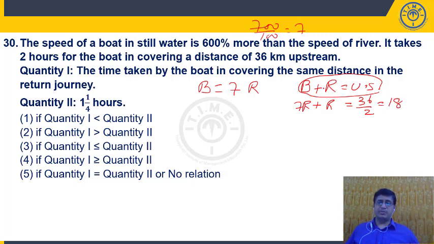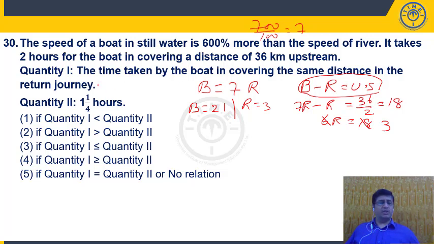Sorry, a small correction here: upstream is B minus R. B minus R. So what is the result? 6R. 6R is equal to 18 means R is equal to 3. A river is flowing at 3, and B is the boat here. What is that? 3 into 7, it is 21. These are the speeds of the river and the boat.